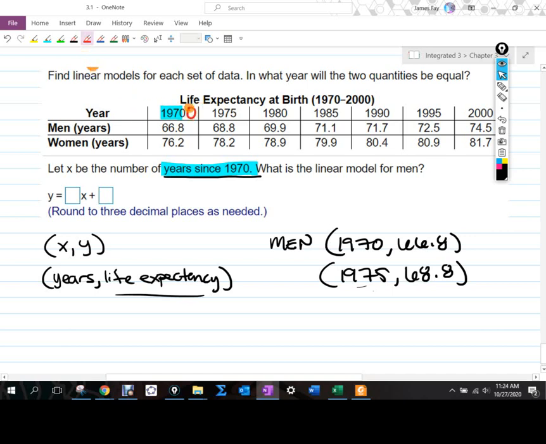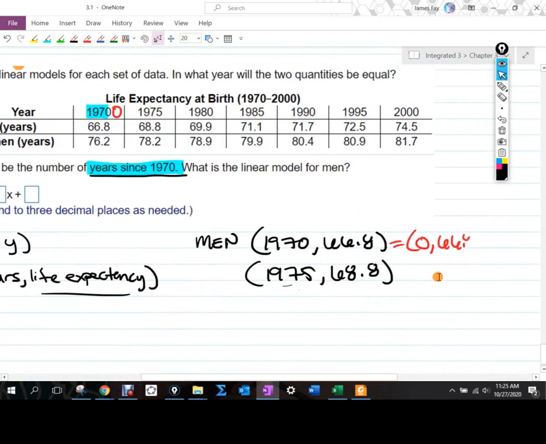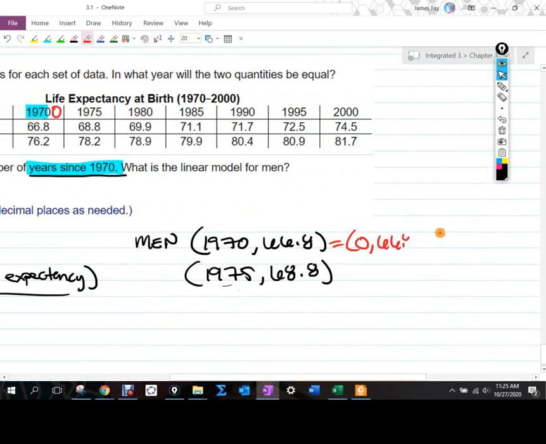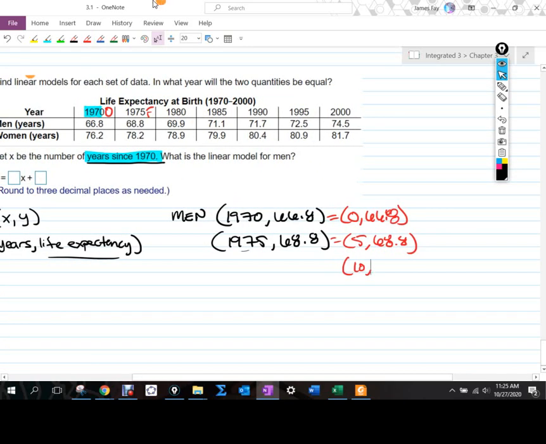It'd be zero, right? So they're basically saying, instead of writing this ordered pair, rewrite it as 0, 66.8. It makes more sense once we graph this stuff. So 0, 66.8. Then 1975 would be, how many years is 1975 since 1970? So 5, 68.8. And then the next one would be 10. Okay, so let me go through and do this. So the question is, why would they do that?